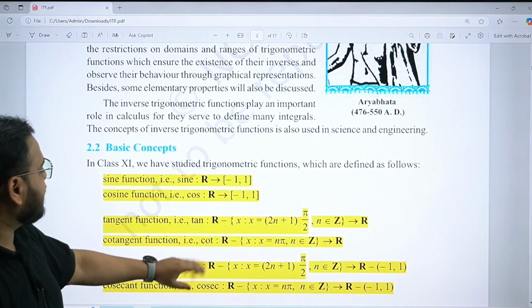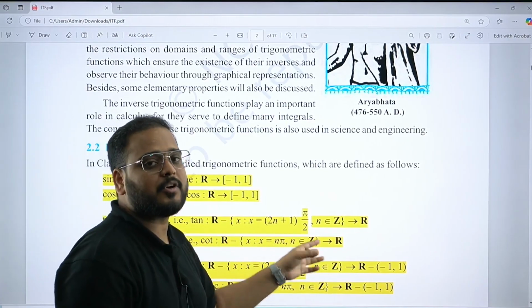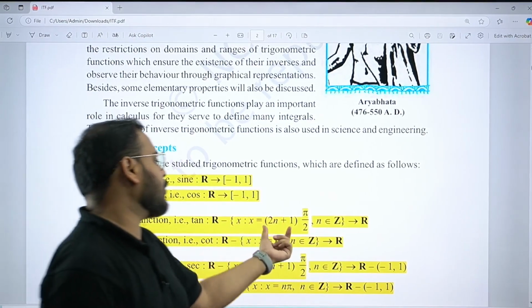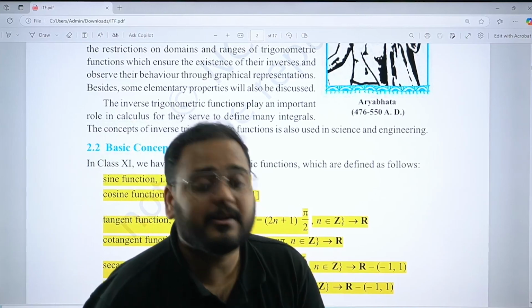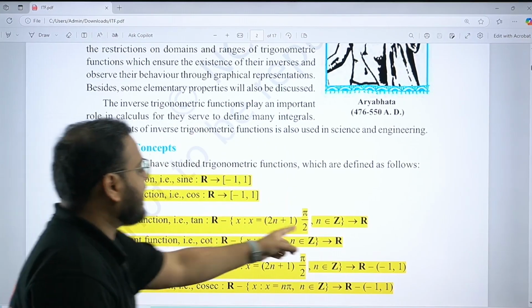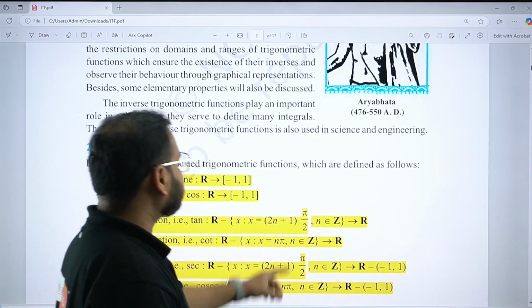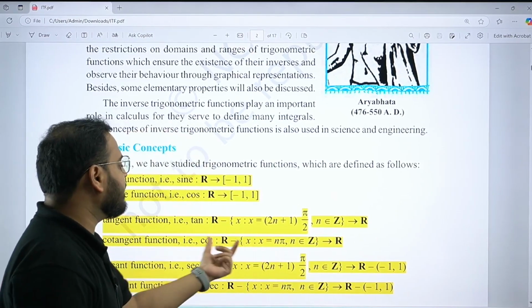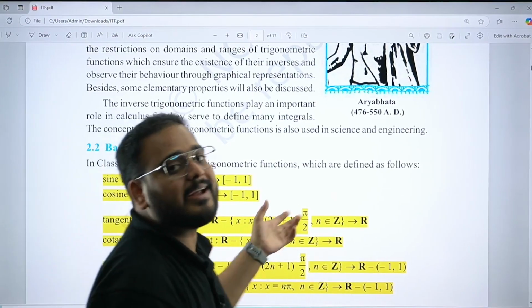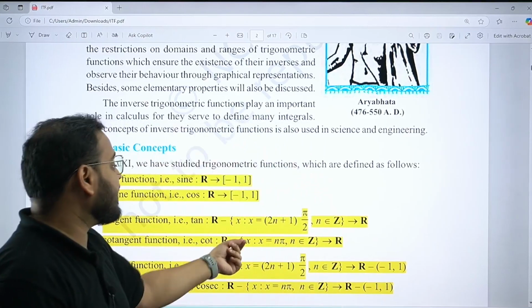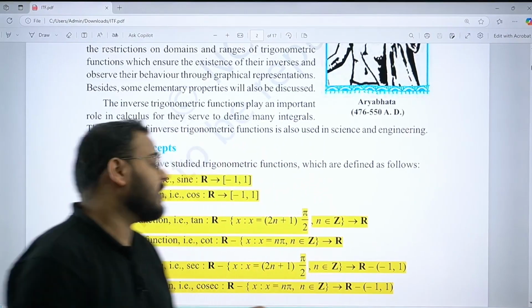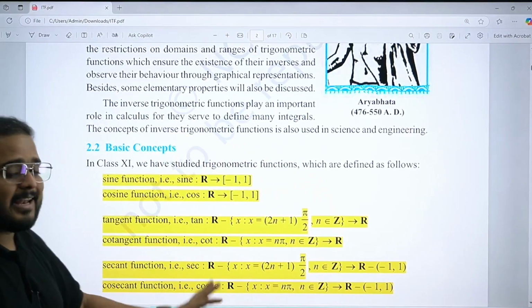For tan, the domain is R minus odd multiples of pi by 2. You can't take odd multiples of pi by 2 because at that point tan becomes infinity, or undefined. But the range is all real. The same goes with cot. At n pi it becomes infinity, so that is taken out of the domain: R minus n pi, and the range is all real. In the same way you have sec and cosec as well.